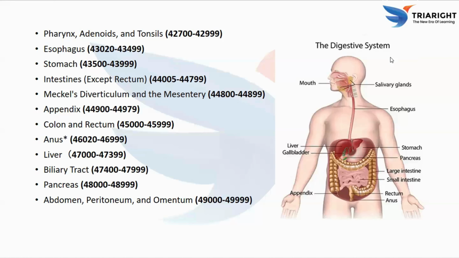And on the right side you can see the picture of the organs of the digestive system: mouth, liver, gallbladder, appendix, salivary glands, esophagus, stomach, pancreas, large intestine, small intestine, rectum and anus.